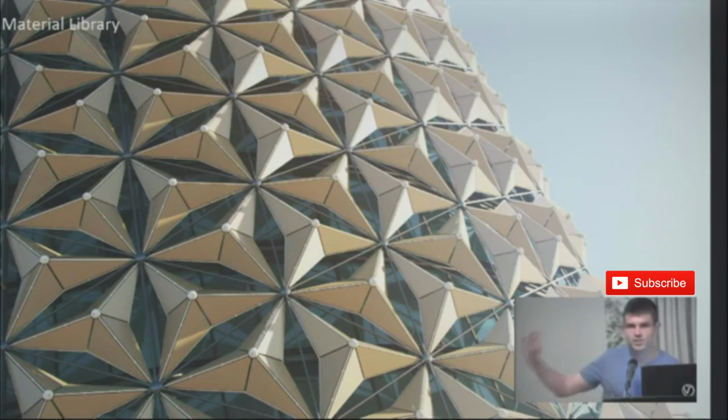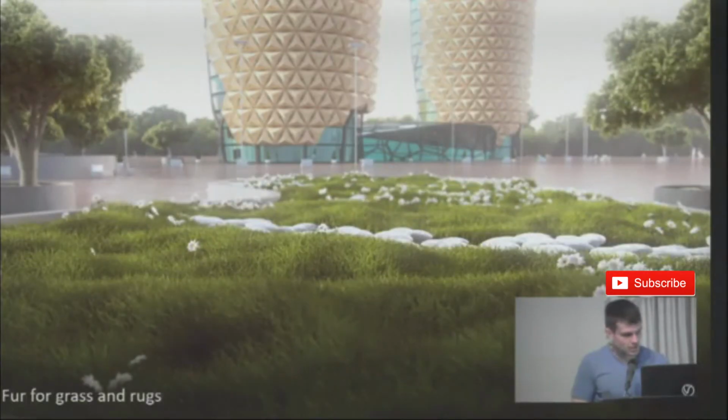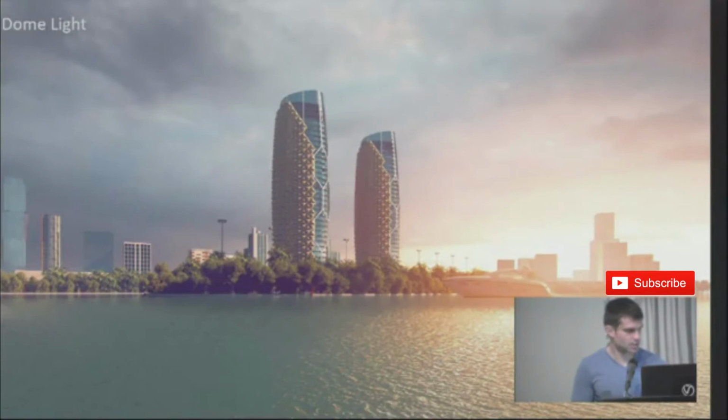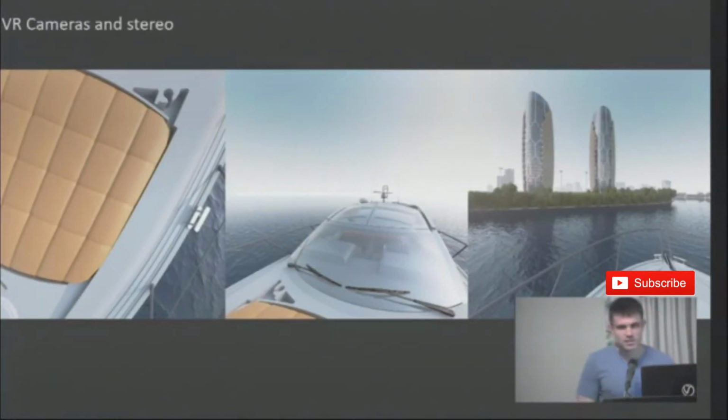In case you deal with product designs, you have additional materials for product designs as well, like car paints and different metallic paints and so on. The V-Ray grass has been applied in this set for the V-Ray fur, for rendering the grass. The sky and the aerial perspective are available for the realistic shot, and also the dome light is an option. And the virtual reality cameras are controlled exactly the same way as you saw in SketchUp.